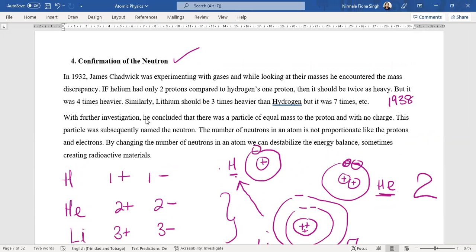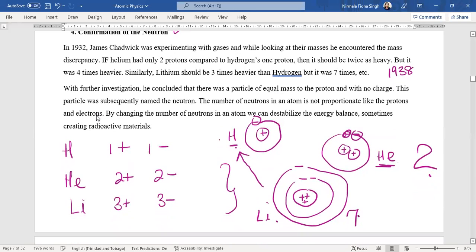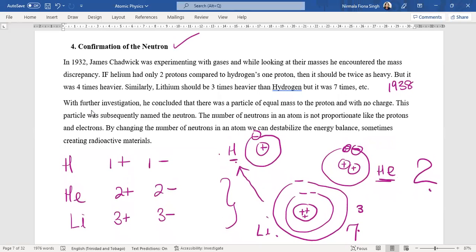Right, in 1932, James Chadwick was experimenting with gases, and while looking at their masses, he encountered this mass discrepancy, right? The 4 instead of the 2, the 7 instead of the 3. So if helium only had 2 protons compared to hydrogen's 1 proton, it should then be twice as heavy, but it was in fact 4 times heavier. Similarly, lithium should be 3 times heavier than hydrogen, but it was 7 times heavier.